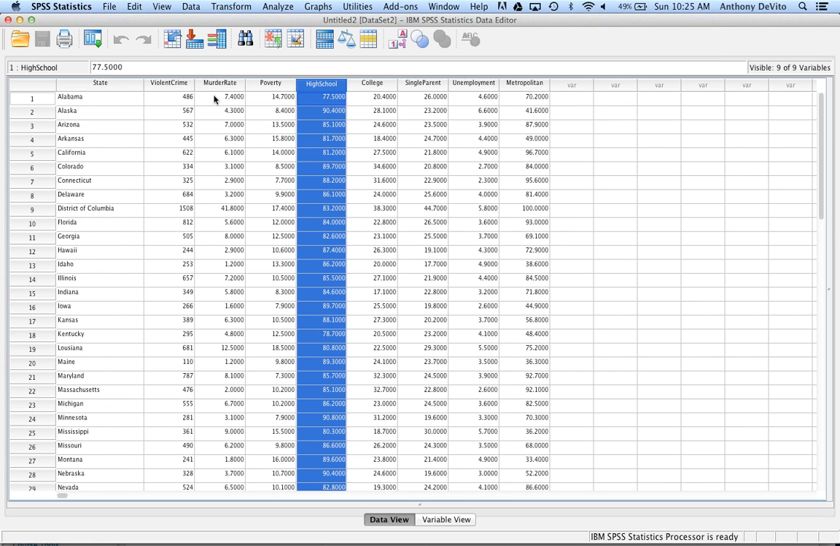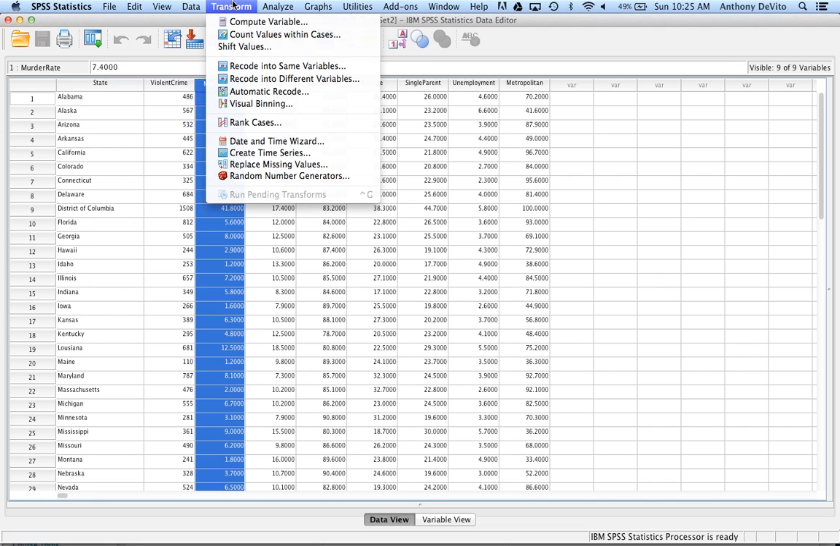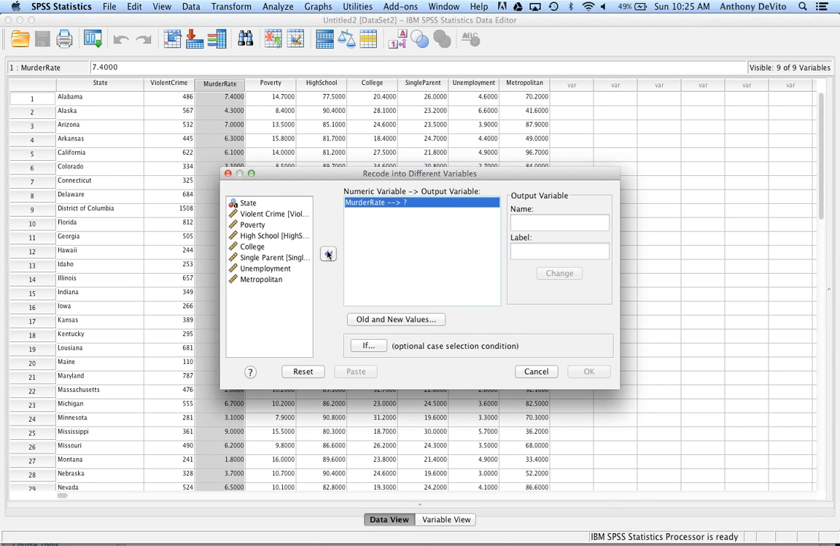Okay, so I'm going to go in here and go into the murder rate. I'm going to say transform, and I'm going to recode this into a new variable. I'll take the murder rate and put it in there, and I'm going to say the output variable is going to be murder rate category, CAT, and the label might be murder rate, high or low.